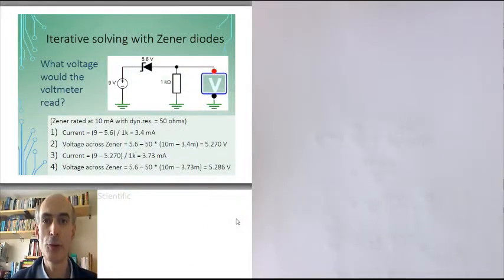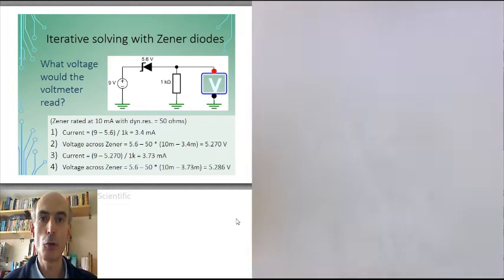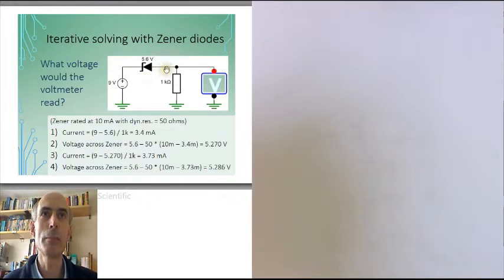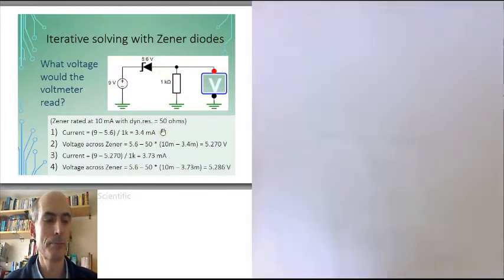The first way is to use iteration exactly as we did with forward biased diodes. We would guess what the voltage across the Zener would be. And with a Zener diode, the best guess to use would be its rated voltage, 5.6 volts. So we'll guess that the voltage at this point here is just 9 minus 5.6 volts, which would give you 3.4 volts. And therefore, the current flowing down through this resistor is just given by Ohm's law. It's 3.4 volts divided by 1K. That's my first guess here.